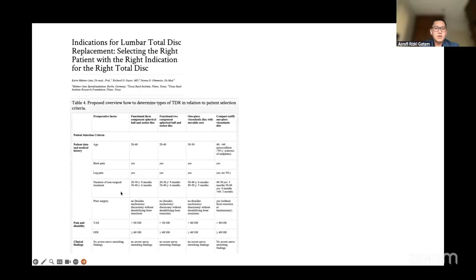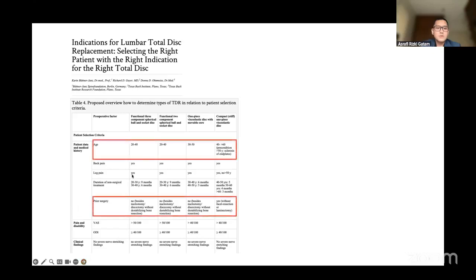If you look at this paper from Karen Butter Jens, they try to show how to select a good patient for total disc replacement. So here we have to evaluate the age. They try to divide the types of disc replacement that we want to put in, and which patient is compatible with the type of disc replacement.